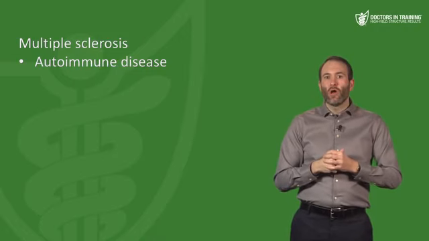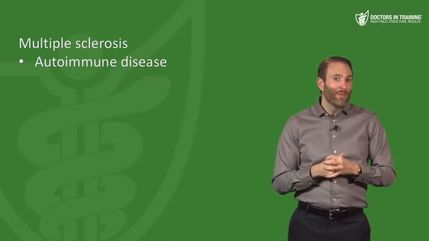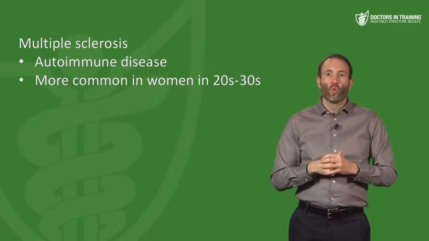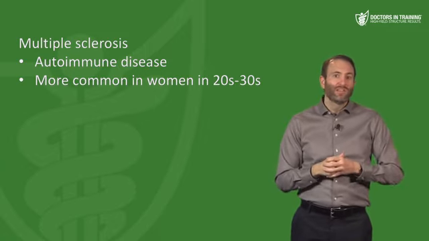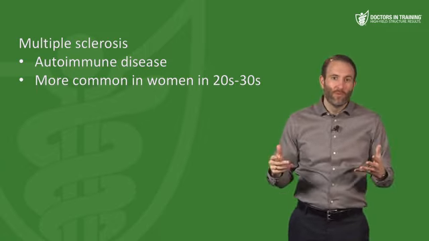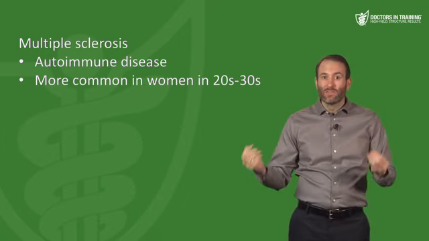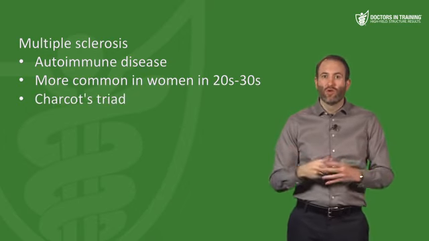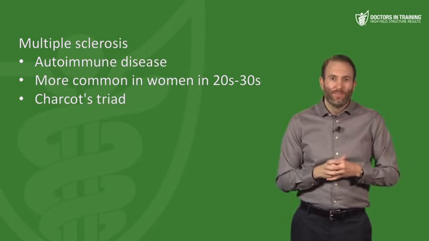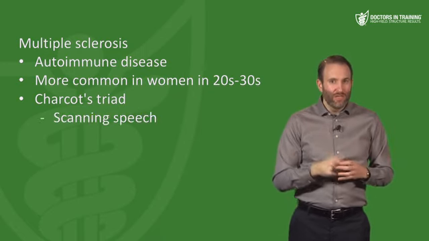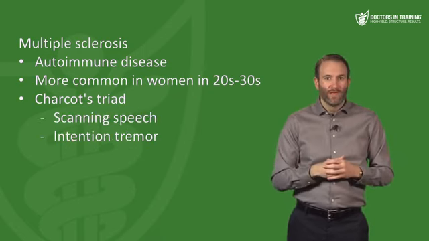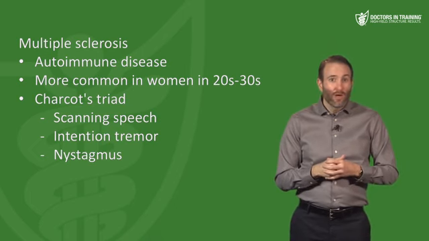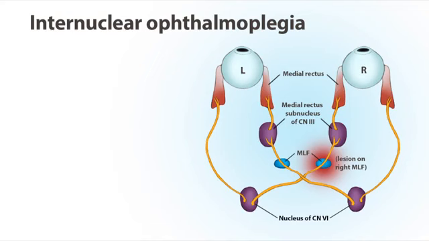Now, MS is an autoimmune disease that's more common in women, and especially women in their 20s and 30s, so pretty young. Because this disease can present anywhere in the white matter, it can present in any number of ways as well. So one common presentation is what we call Charcot neurological triad. That's where you have scanning speech, intention tremor, and nystagmus. You might also have internuclear ophthalmoplegia if there is a lesion to the MLF.